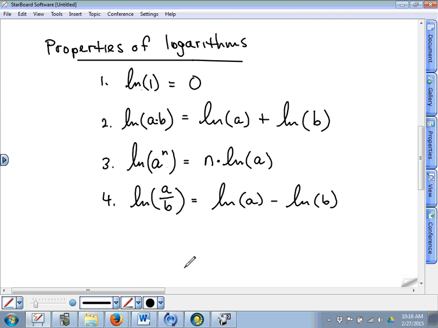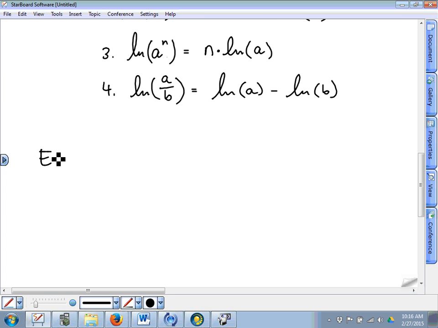I'm excited because I remember these properties. So, just a quick example of what you're going to have to be doing later on. Let's see how you handle a few of these.